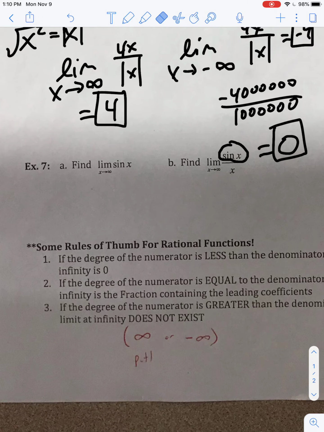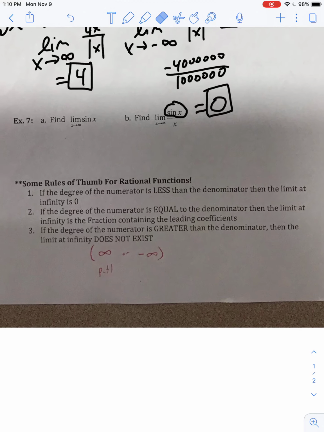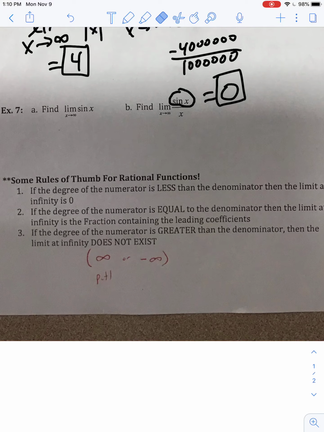All right, and then at the bottom here, I just have a little refresher on your horizontal asymptote rules. If the degree of the numerator is less than the denominator, so if the bottom is bigger, then it's 0. If the degrees are the same, it's the leading fraction. And if the degree of the top is bigger than the bottom, then the limit does not exist.